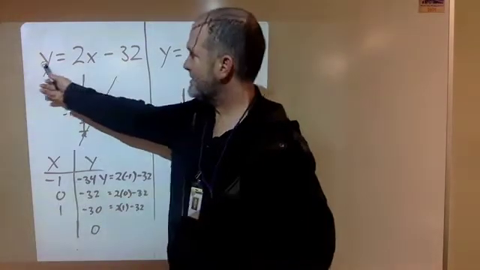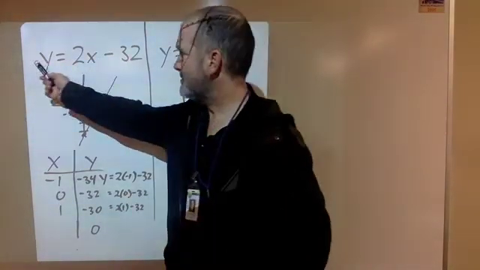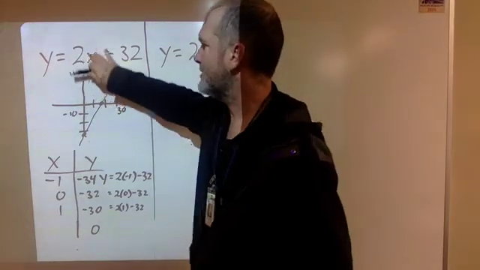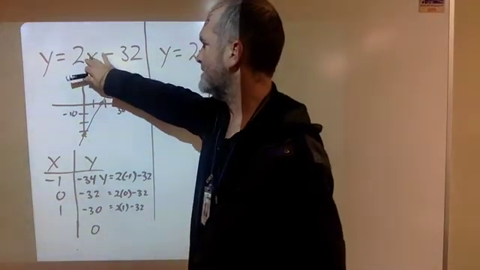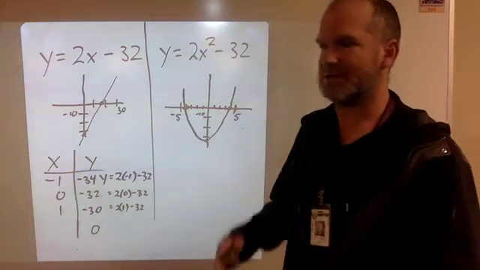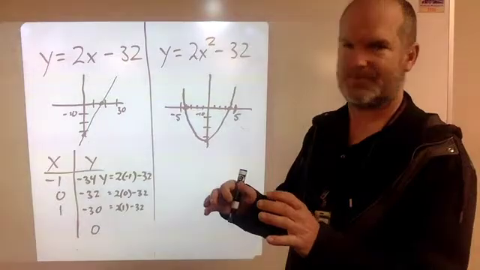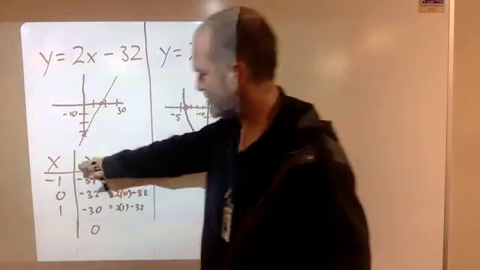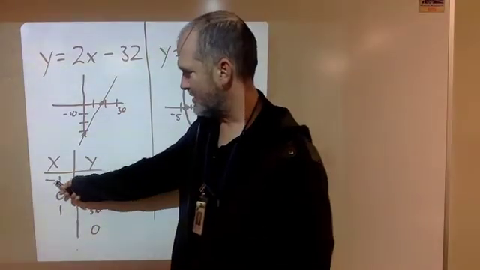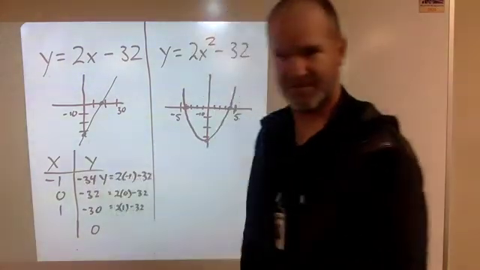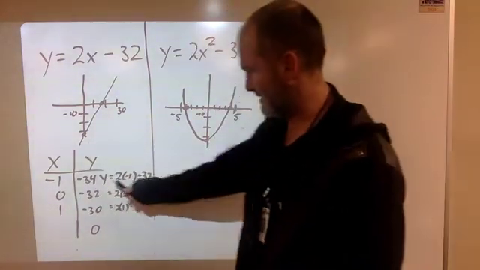What this equation says is basically if you plug any value in for x, it'll tell you what the y value is that goes with it. They're just points on the line. So that's what this chart is down here. Let's say we plug in a negative 1 for x. We're going to get a negative 34 for y. How do I know that? Because of this right here.